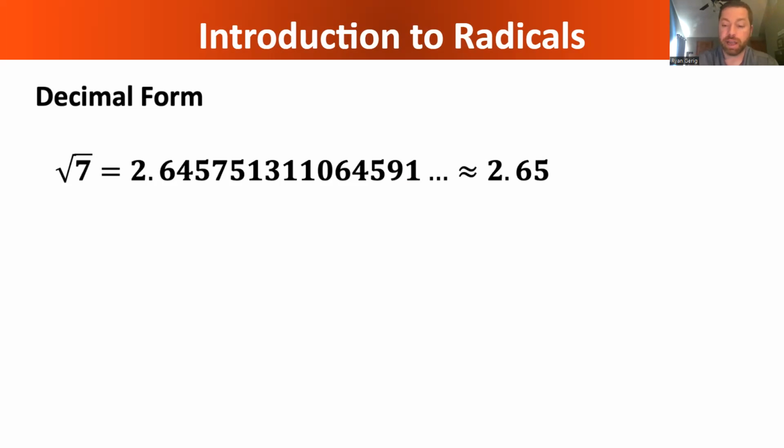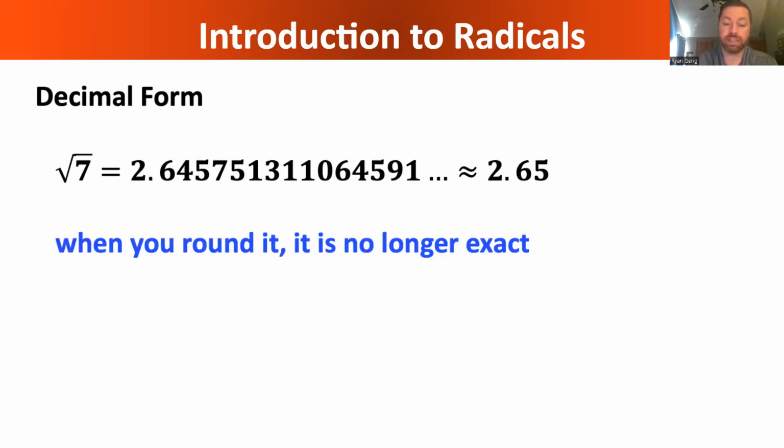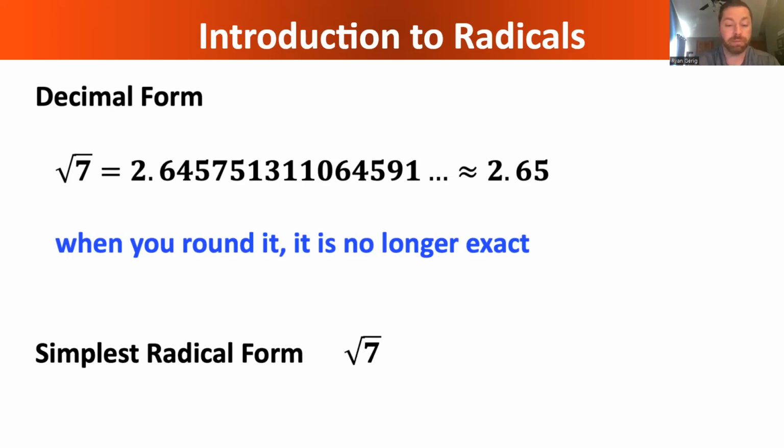Now, when we round it, that causes our measurements to be off at times. So we like to work with exact numbers. So we have to leave things in simplest radical form. So the square root of 7, I really can't do anything with. Simplest radical form would just be the square root of 7. And we'll work on that this week.